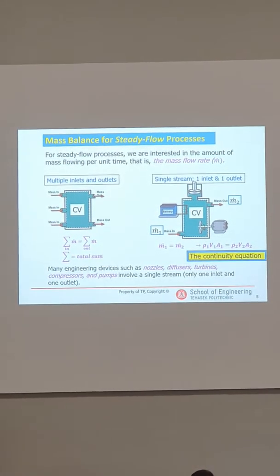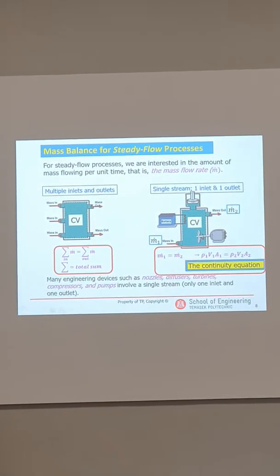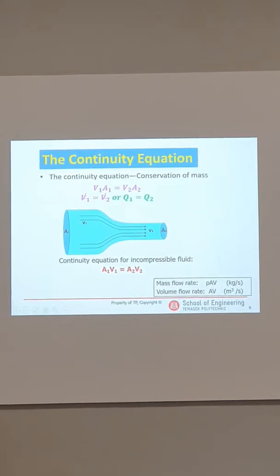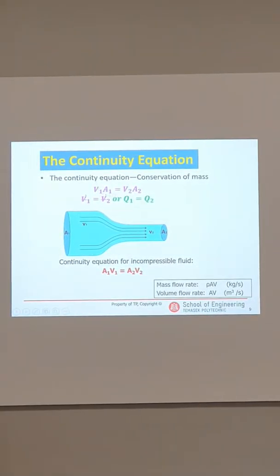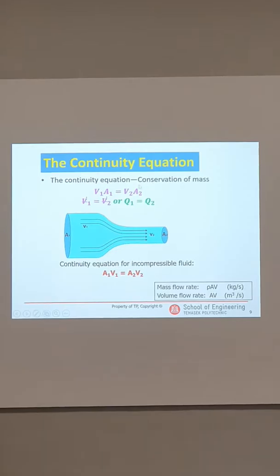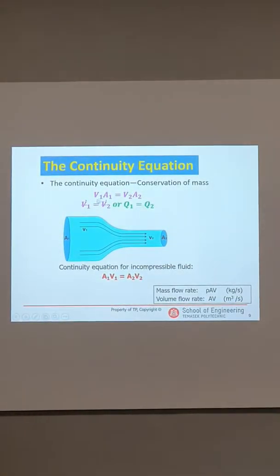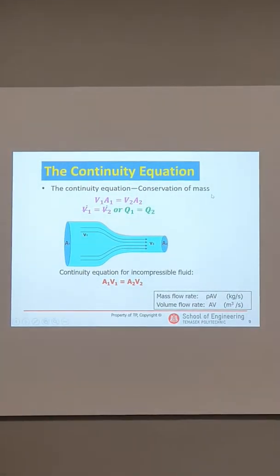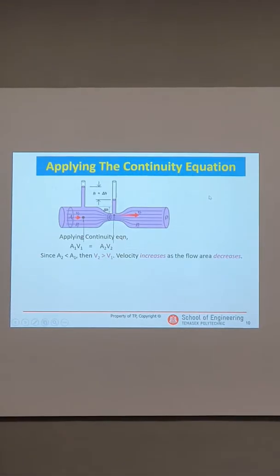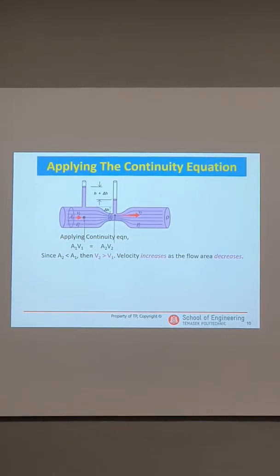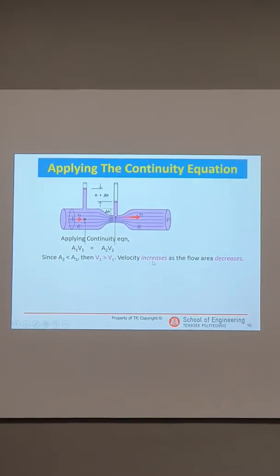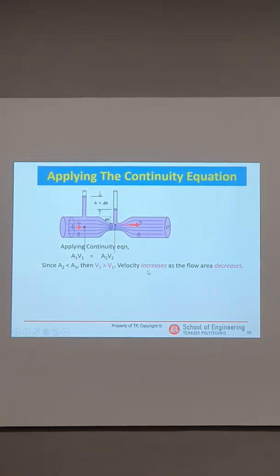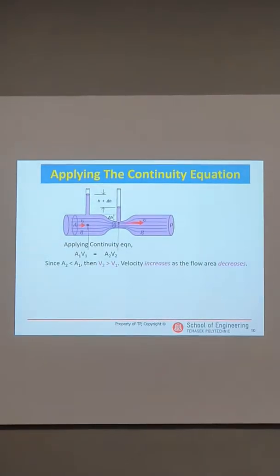The continuity equation is A1V1 equals A2V2. Underline conservation of mass. You don't need to memorize the formula, it will be given. By applying continuity, you will know that when area decreases, velocity increases. If you forget, then think of the nozzle.